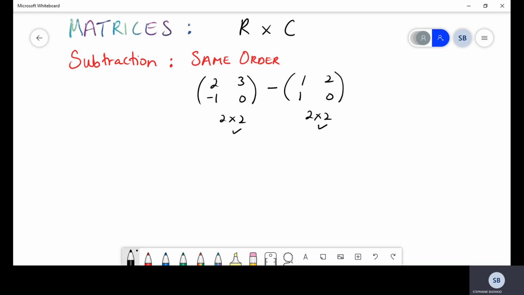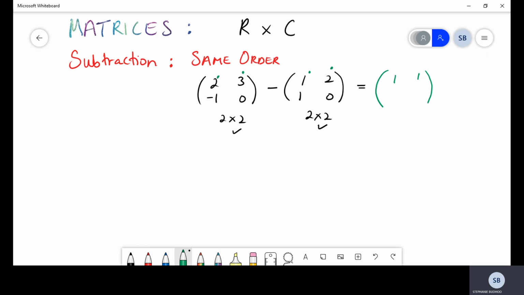It's legal. And how would we do that? We would look at the coinciding location of numbers in each matrix. So in the first matrix, we have 2, and that coincides with 1, and we are doing subtraction. So 2 subtract 1 gives us 1. Similarly, we have 3 in the first matrix coinciding with 2 in the second matrix, meaning that they are in the same locations. And 3 subtract 2 gives us 1.